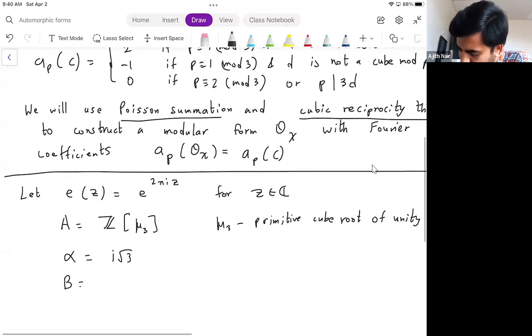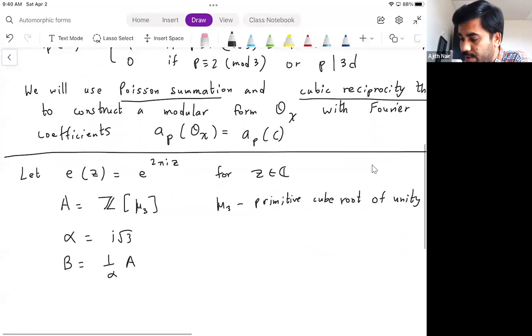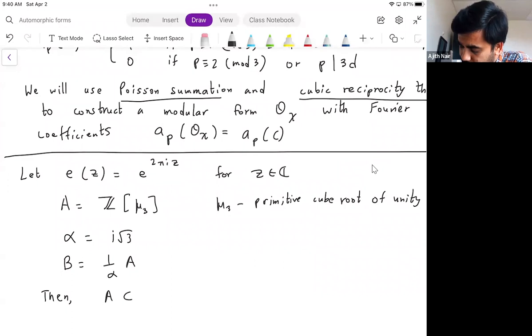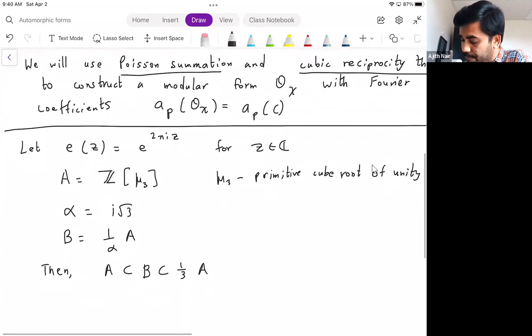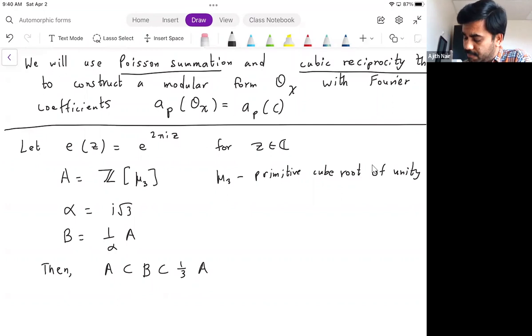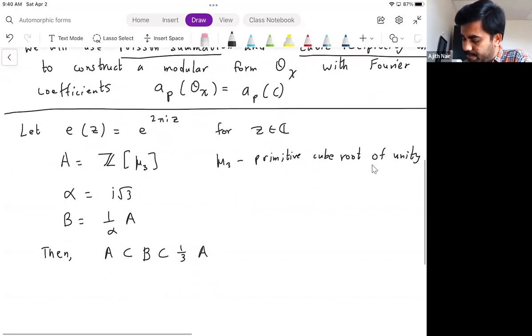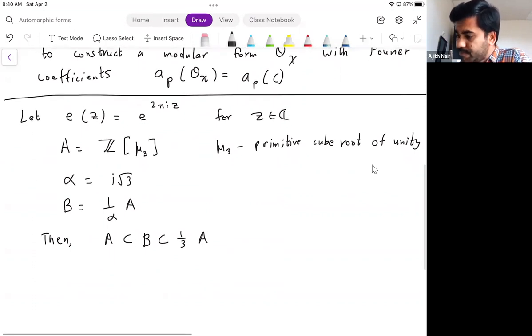So just some technicalities, some definitions that we would need. We denote B as 1 over alpha times A. Then A is a subset of B, is a subset of 1 over 3A. So 1 over 3A is like a fractional ideal in the field. Right. And B is also like a fractional ideal in the field.